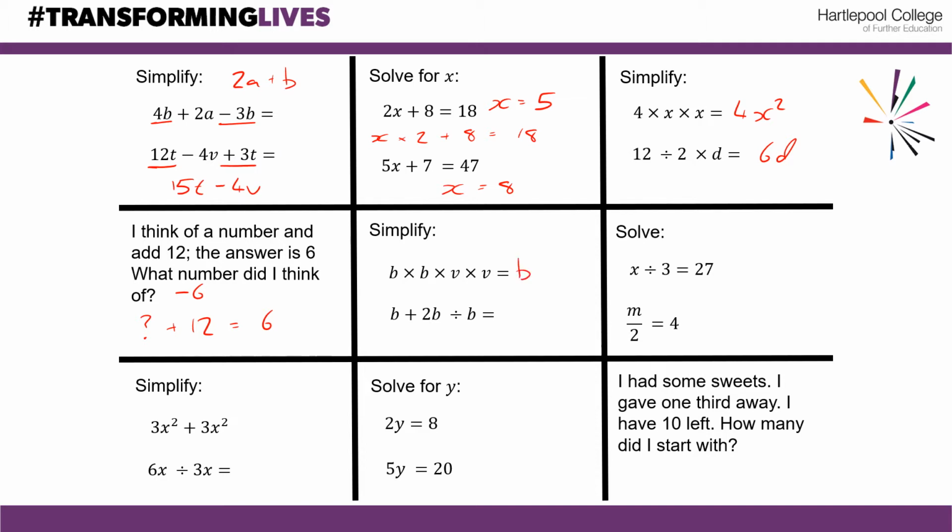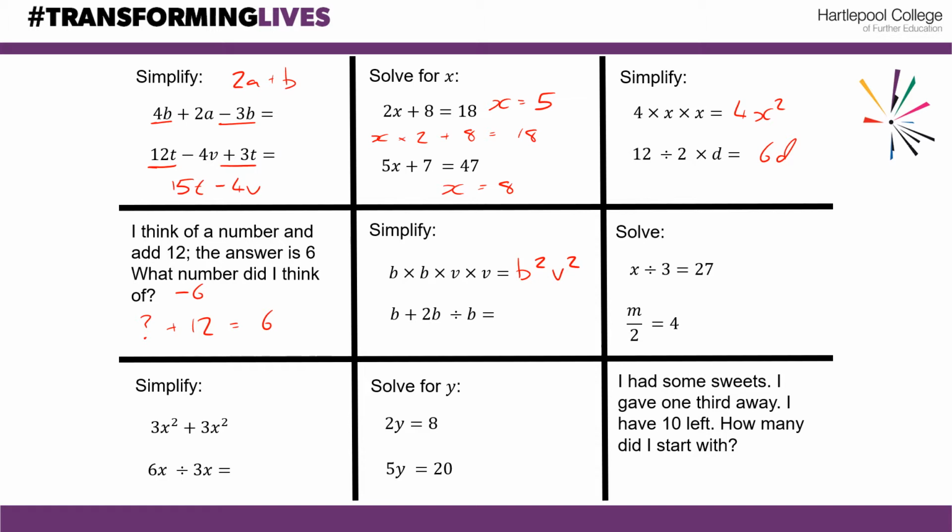Simplify the following. It simplifies down to b squared times v squared. Now remember, when dealing with algebraic terms, you don't need to include the multiplication symbol between them. So b squared v squared is the same as saying b squared times v squared.